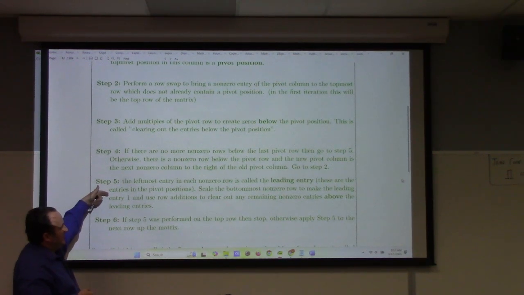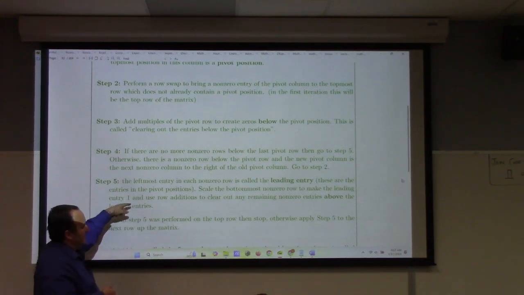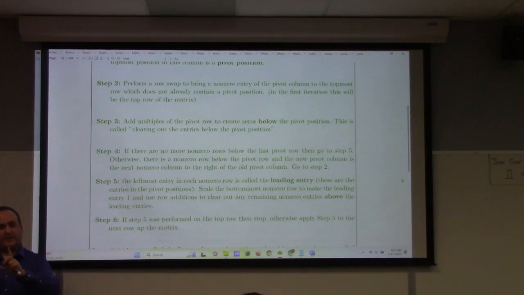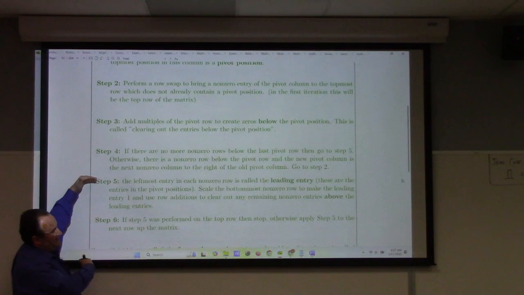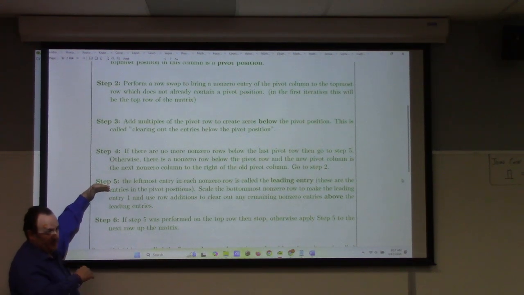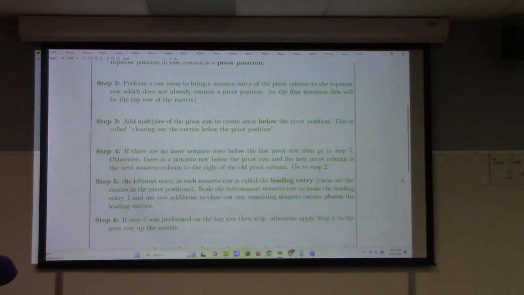The leftmost non-zero entry in every non-zero row is called a leading entry. You scale the bottommost non-zero row to make the leading entry 1. And then you use row additions to clear out above the 1. So basically, coming up to step 5, we have identified what all the pivot positions are, and we've cleared out all of the entries below the pivot positions. However, at step 5, the pivot positions don't have to be the number 1. They could be 3, 4, 5, whatever.